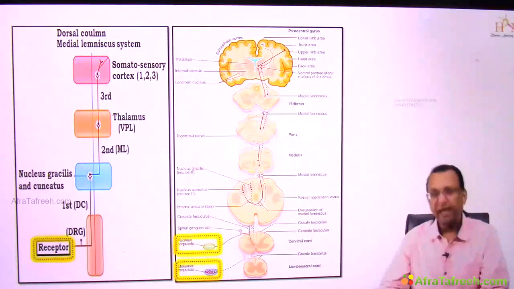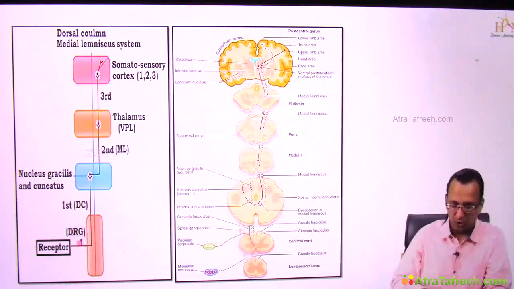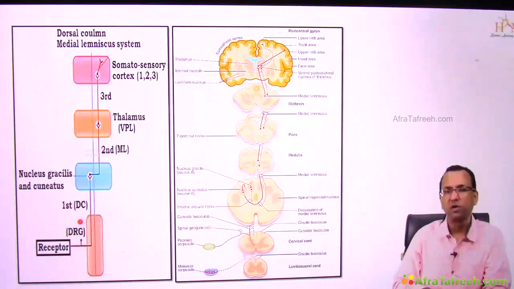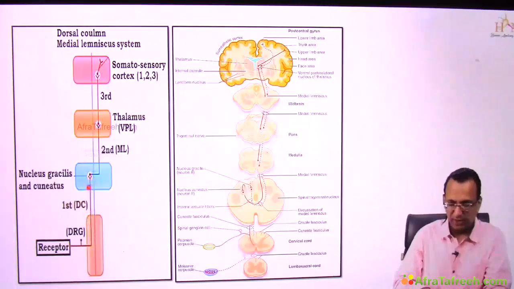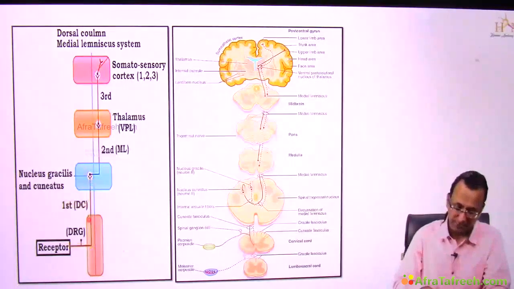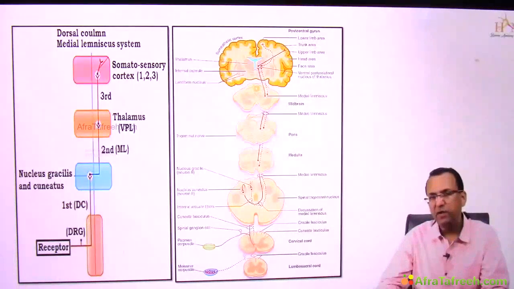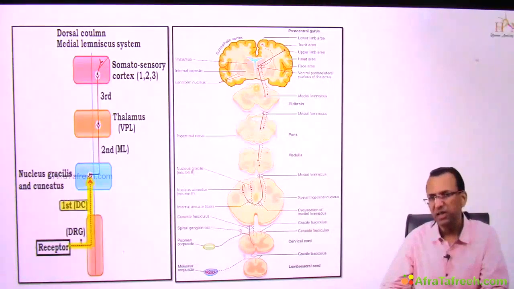Now, they're carrying the information towards what? Towards the dorsal root ganglion. And the dorsal root ganglion is the first order neuron, giving you fasciculus cuneatus and fasciculus gracilis, together called the dorsal column, running ipsilaterally. Yes, you can see that in the other diagram.